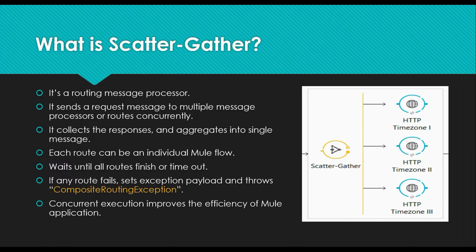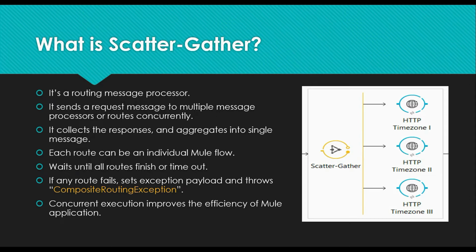Each route in scatter gather can be an individual Mule flow. Scatter gather waits until all routes finish or the timeout configured by the user in the scatter gather component. If any route fails, then it sets an exception payload for the route and throws a composite routing exception. This concurrent execution behavior improves the efficiency of your Mule application greatly.